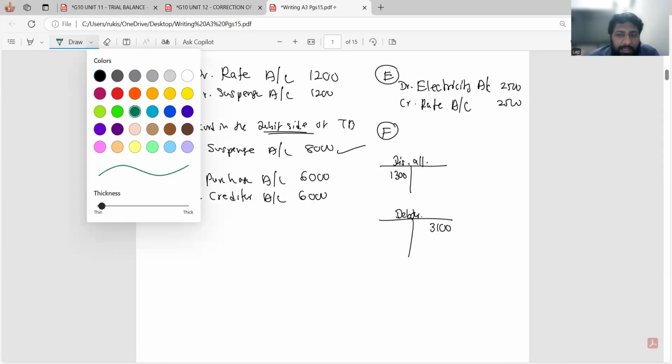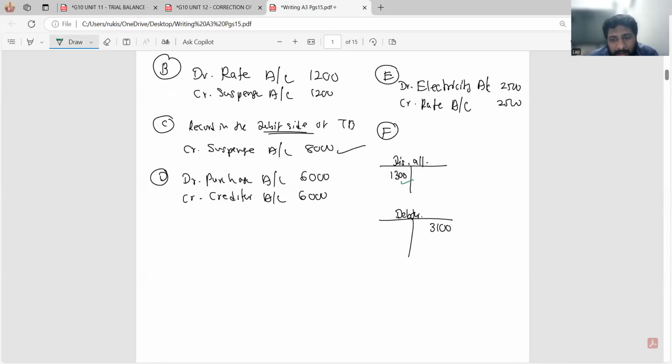So here what you have to understand, discount allowed is correct. This is wrong. Why is it wrong? Extra 1,800 recorded there. So remove that 1,800. Debit debtor account 1,800. We don't have a place to credit. If you don't have a place, we will put it to the suspense. Suspense account 1,800.